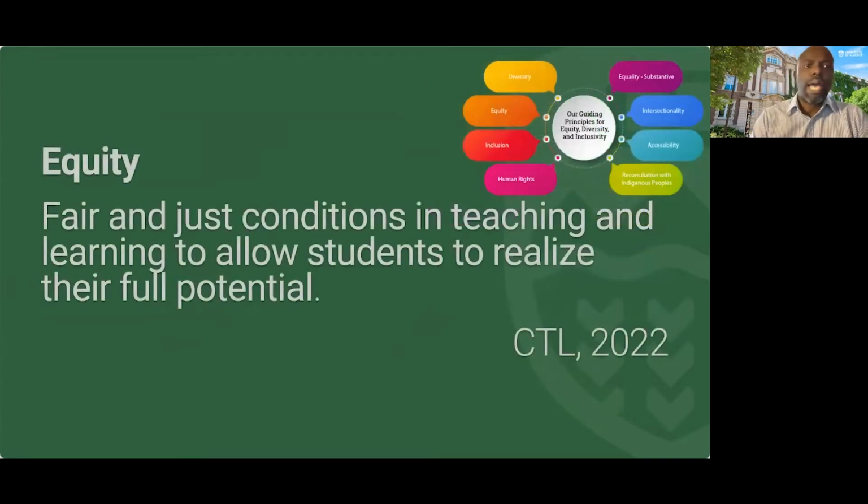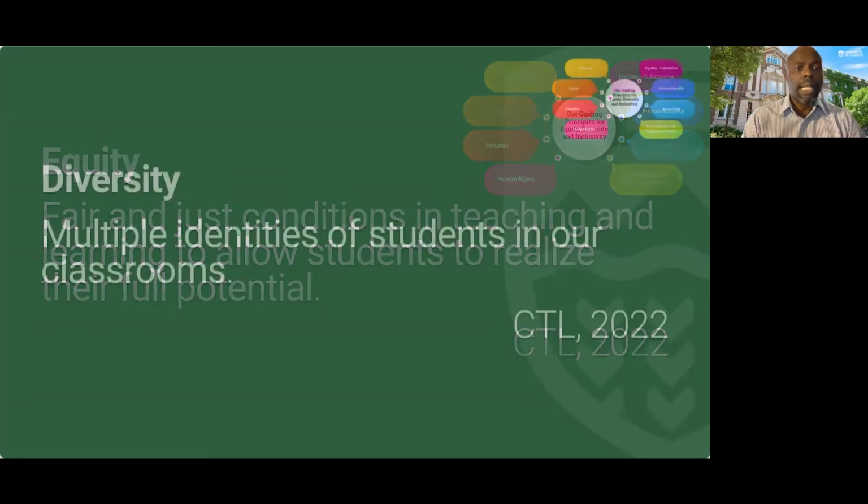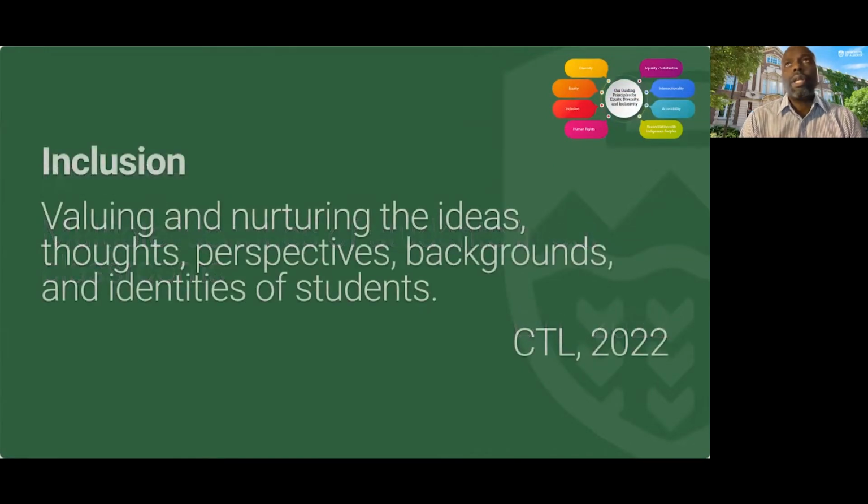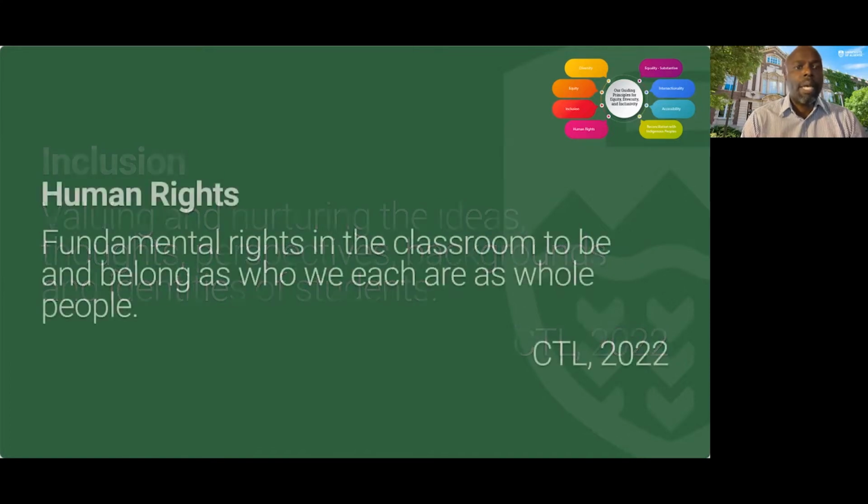Equity refers to fair and just conditions in teaching and learning to allow students to realize their full potential. Diversity is multiple identities of students in our classrooms. Inclusion is valuing and nurturing the ideas, thoughts, perspectives, backgrounds, and identities of the students. Human rights are fundamental rights in the classroom to be and belong as who we each are as whole people.